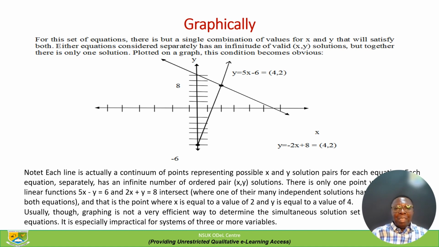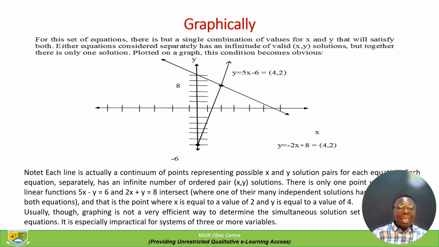So you can see it from this graph. It's straightforward that y is equal to 5x minus 6 gives the point (4, 2) in the bracket there. The same thing, y is equal to minus 2x plus 8 gives (4, 2) in the bracket, on the y-axis and the x-axis.